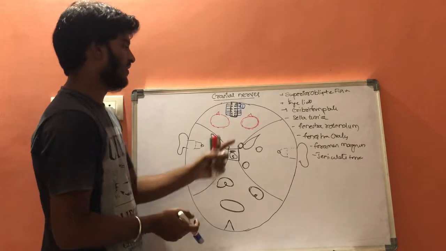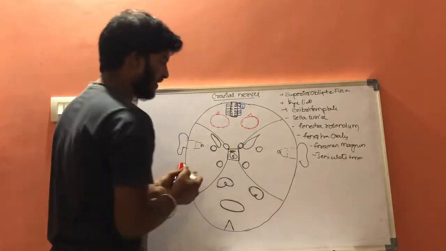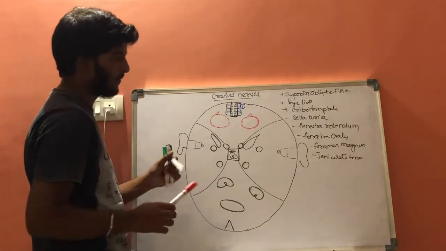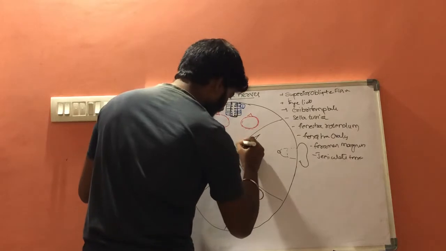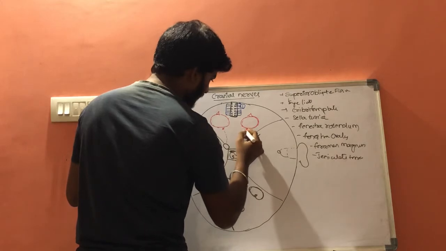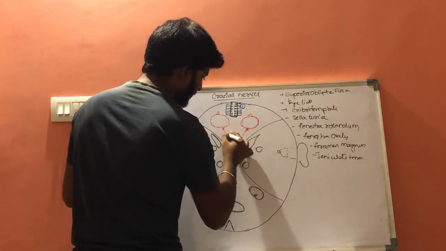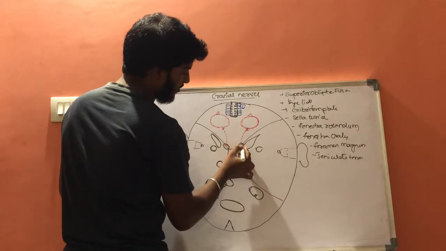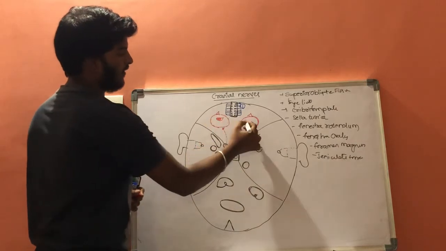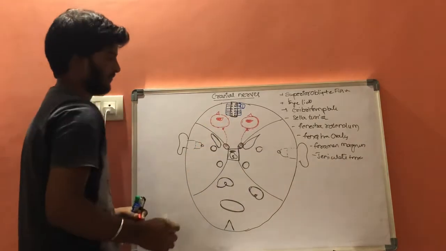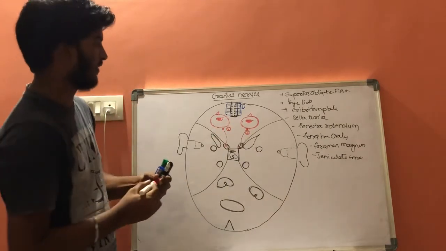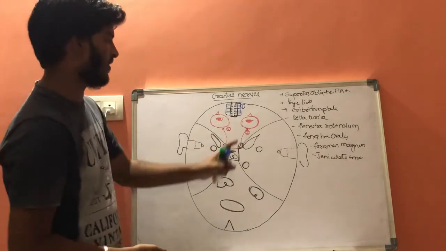the second pair of nerve, that is the optic nerve, which is arising from the optic canals, will be entering into the eyeballs, entering into the eyeballs, and these are the eyes. This is the second type of cranial nerve, that is the optic nerve.